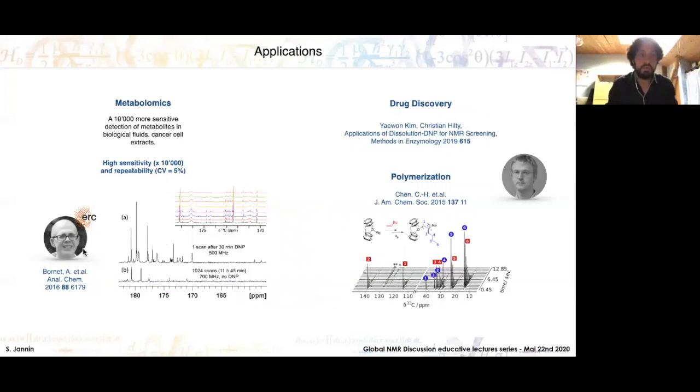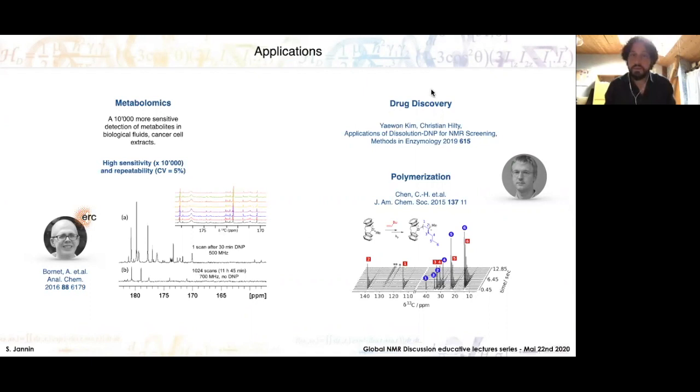We've been working with Patrick Giraudeau from Nantes on trying to apply our methods to metabolomics. And we have shown that you can actually measure very complex extracts like cancer cell extracts or plants or biofluids with a high sensitivity, but also with a high repeatability. So with a CV of about 5% between each sample, which is already very good, but this is actually being pushed even further by Patrick and his team in Nantes, who just got an ERC grant to develop this theme.